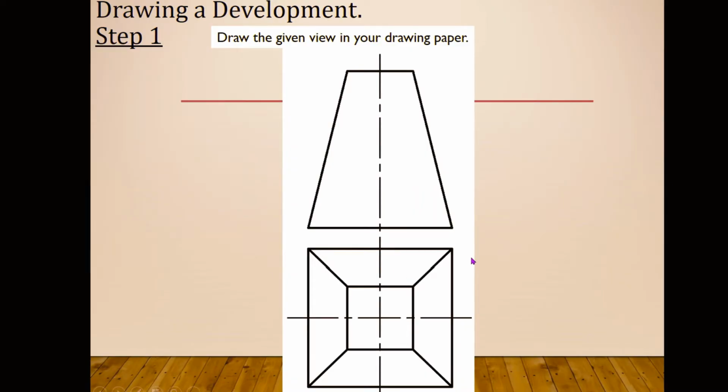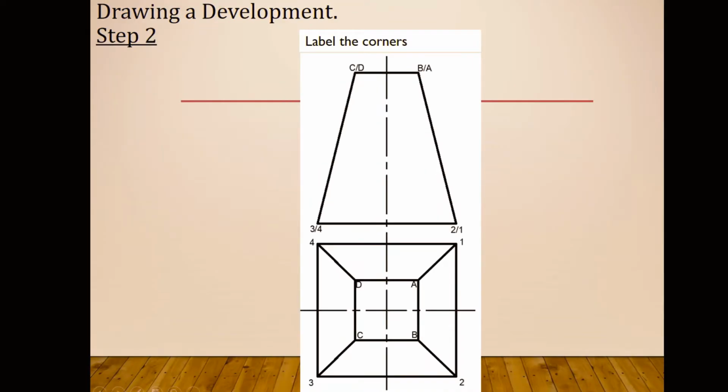Because this is drawn in first angle orthographic projection, your top view will be underneath your front view. So you just use the given details there to copy the drawing as it is. And then you have to label your drawing. So you first label your top view.